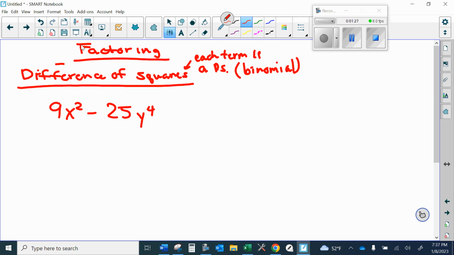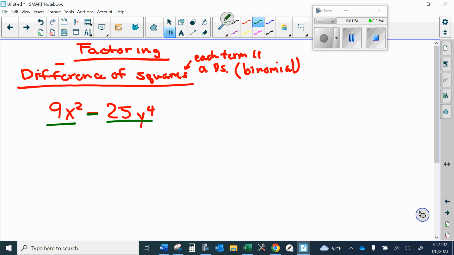When I see a binomial, or any polynomial, the first thing I'm looking to do with factoring is to factor out the GCF. Is there a GCF here? No. Next thing I ask myself, is it a binomial or a trinomial? If it's a binomial, I'm immediately looking for difference of squares. Is there a difference? Is there a minus sign? Yes.